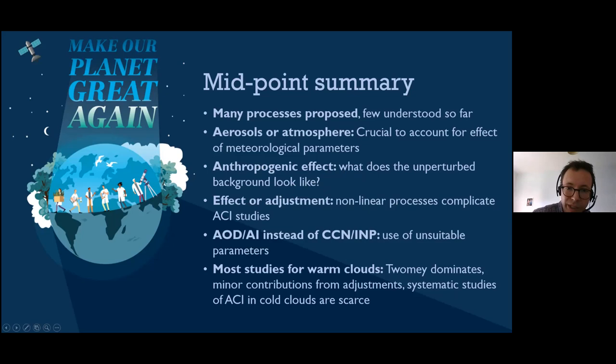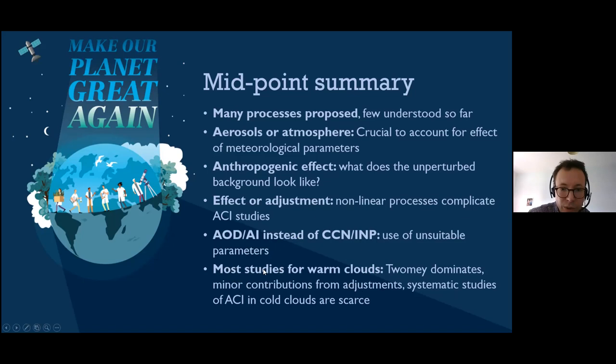A huge problem is that the parameter that is used to quantify the aerosol contribution in most spaceborne studies is not really containing the information we need to get information on those aerosols that actually affect the clouds. So if we have a column integrated parameter that we cannot even really place at cloud level, while we actually need information on those CCN and INP, then we are not using the right parameters. And also most of these aerosol cloud interaction studies are using sensors that cannot really observe a cloud throughout its lifetime, but that's something that we will get to in the second half of the talk. So most studies are also for warm clouds.